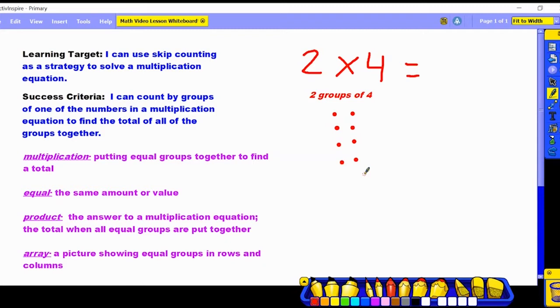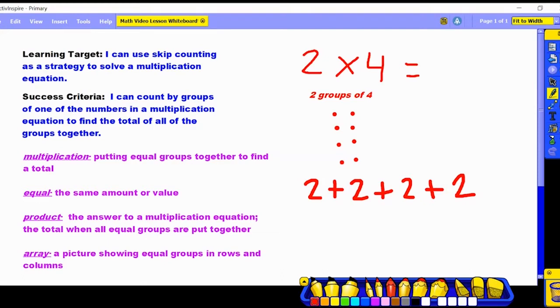And last time we worked on repeated addition. So I want to show you that repeated addition equation we might use to solve 2 times 4. I'm going to write this one where we're adding 2 to itself 4 times. And the reason I want to show that repeated addition sentence is because I want you to think about a number we could count by, we could skip count by to solve 2 times 4.